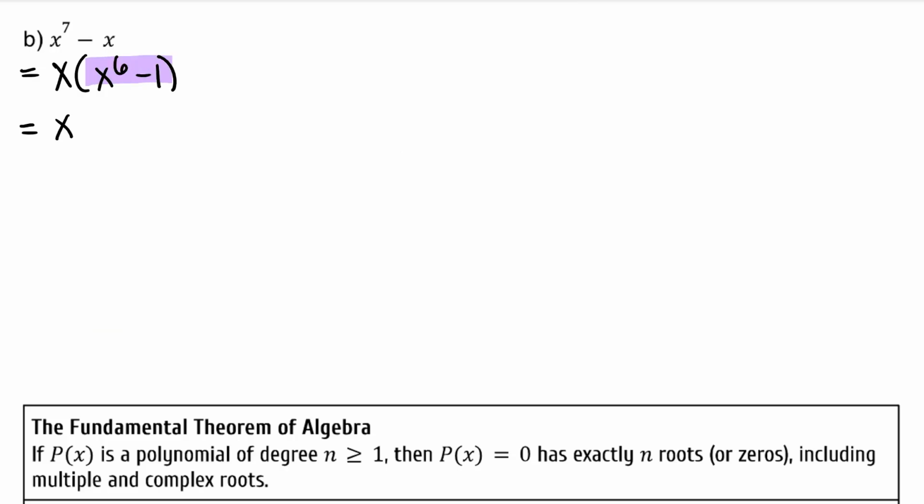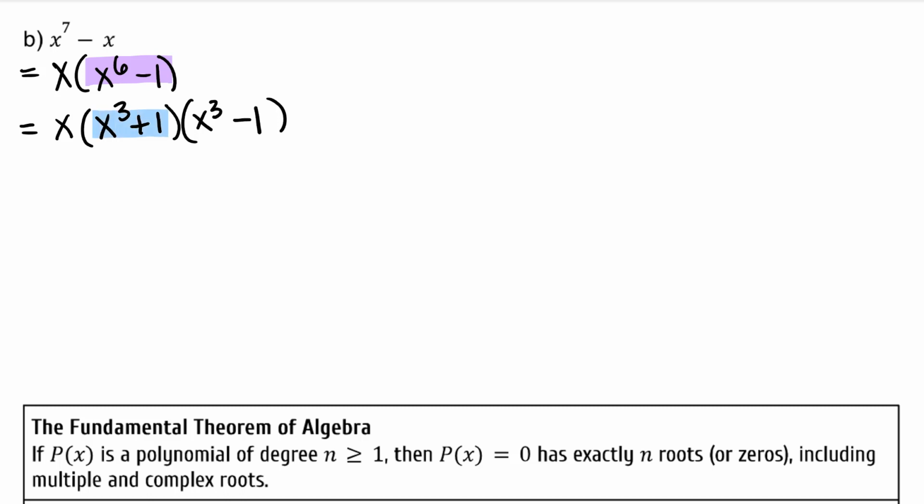What do you notice about x to the 6 minus 1? X to the 6 minus 1 is a difference of perfect squares. The square root of x to the 6 is x cubed, because x cubed squared is x to the 6, and the square root of 1 is 1. This would be x cubed plus 1, x cubed minus 1.